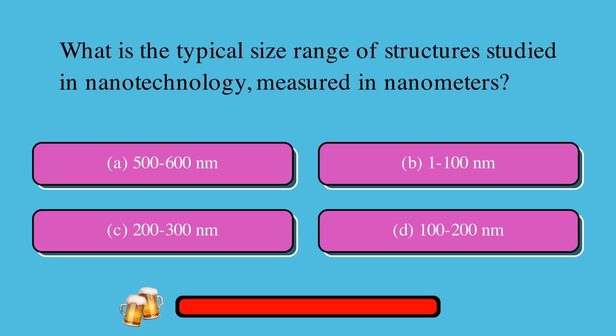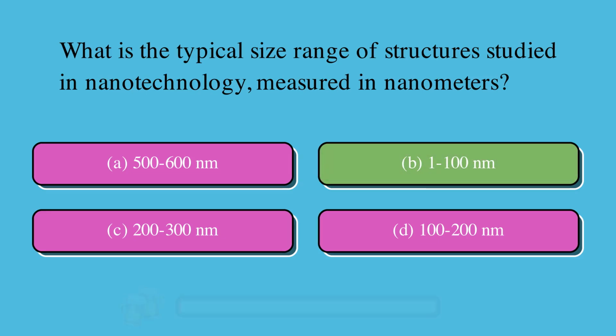What is the typical size range of structures studied in nanotechnology, measured in nanometers? A, 500-600 nanometers, or B, 100 nanometers, or C, 200-300 nanometers, or D, 100-200 nanometers. Now let's go through the possible solutions. The correct answer is B, 100 nanometers.